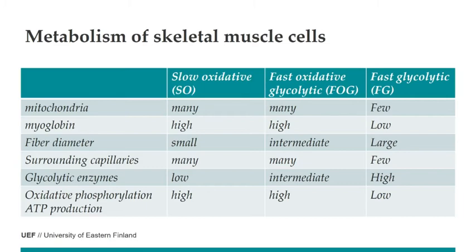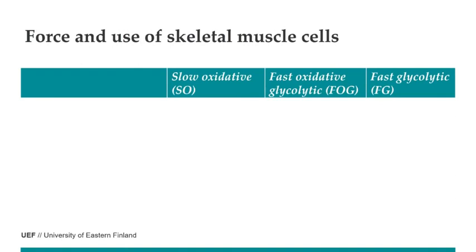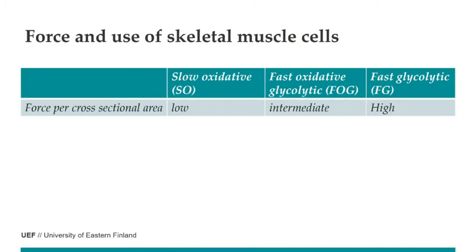And one interesting thing is that, although ATP production with oxidative phosphorylation in these slow oxidative cells is the best way, and you can produce a lot of ATP, still the force per cross-section area is quite low. So they are not very efficient muscles. They can work for a long time, but they can't move large weights. You can't lift large weight with this.